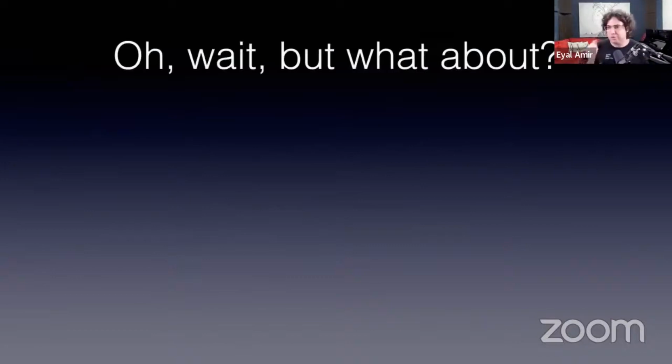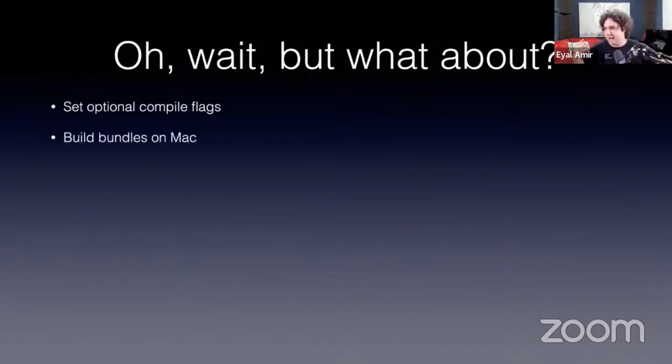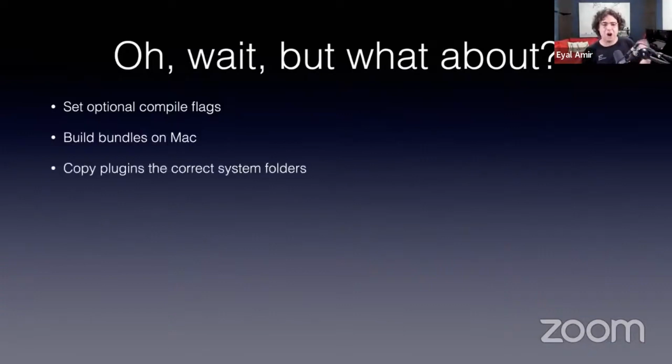But actually, there's a few other things. You have to set optional compile flags. Like maybe you have a logger that sometimes gets built and sometimes isn't. And maybe you have different flags for a different type of audio plugin or different type of app. So the build system has to somehow pass that along. Maybe you have a Mac app and you have to build a bundle to put all the files together. You have to copy something like a plugin into the correct system folders.